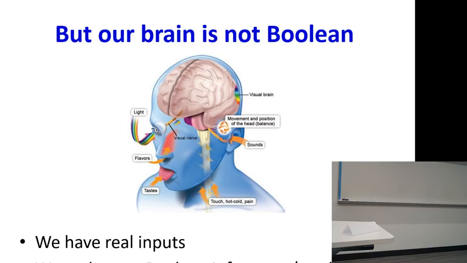All of those things describe Boolean machines. Your brain is not Boolean. Your brain is working on real valued inputs. These are not sequences of bits. They're continuous valued inputs, right? We do make Boolean predictions or inferences.